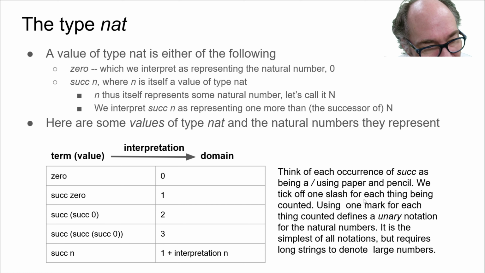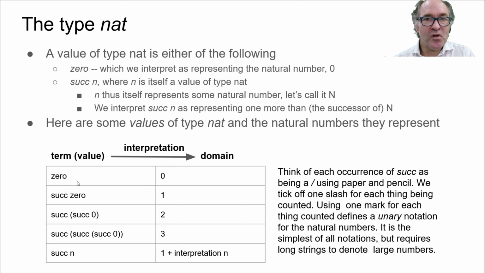Well, let's look first at the table on this diagram. In the left-hand column, we have terms or symbolic objects. And on the right-hand side, we have the domain of the natural numbers. And here I'm just using decimal notation to represent the numbers 0, 1, 2, 3, and so on and so forth. So here's the idea.